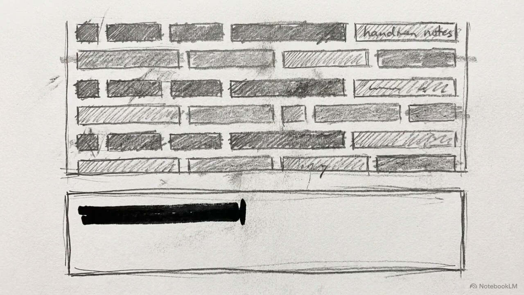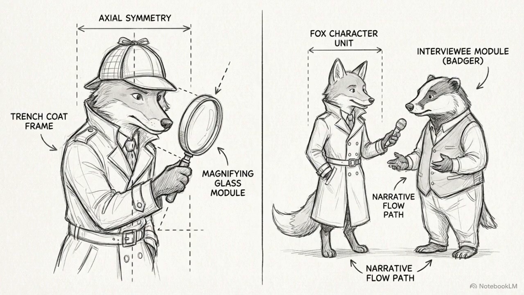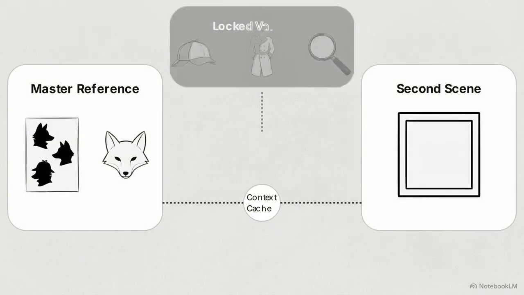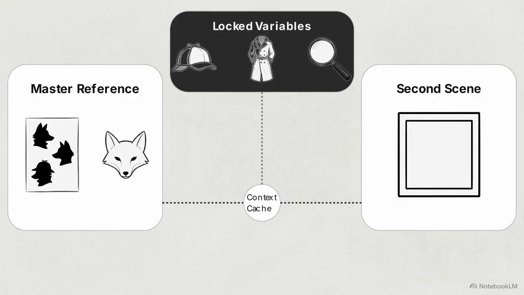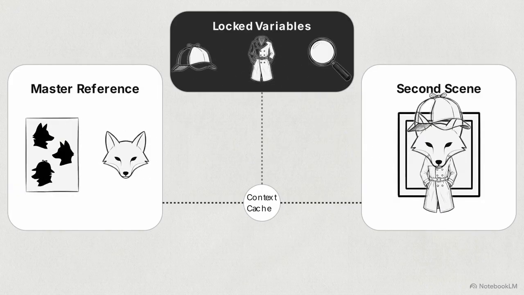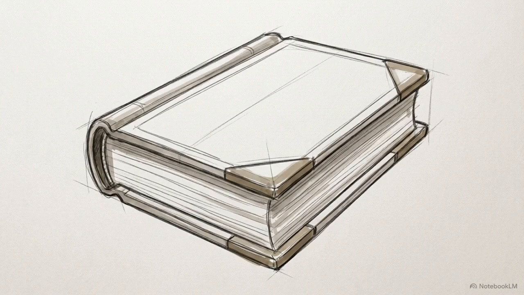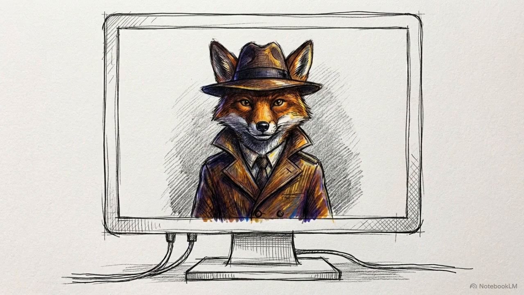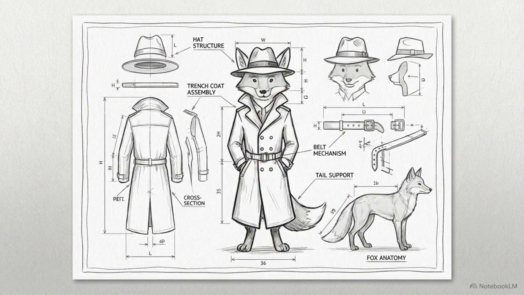Once that baseline is established, you prompt for the next distinct narrative action, like examining a clue with a magnifying glass or interviewing a suspect. When the model generates that second scene, it references your initial character sheet. The coat, hat, and facial structure remain identical, even though the lighting and action change. This centralized reference ensures your protagonist's features remain identical across every scene, creating the visual continuity needed for a professional series.